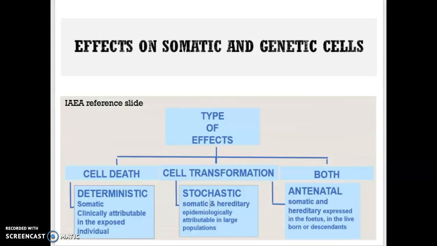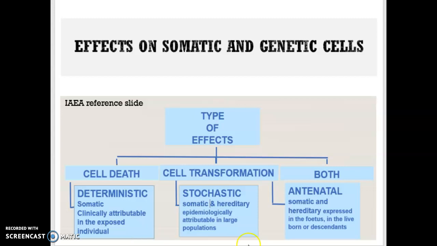So here's a reference slide from the International Atomic Energy Agency website, and it shows you the stages that the cell can go through when it is affected by radiation. So it can undergo cell death, which is an acute effect like I was just mentioning. And this is attributed to the exposed individual and the amount of radiation and the linear energy transfer of that radiation.